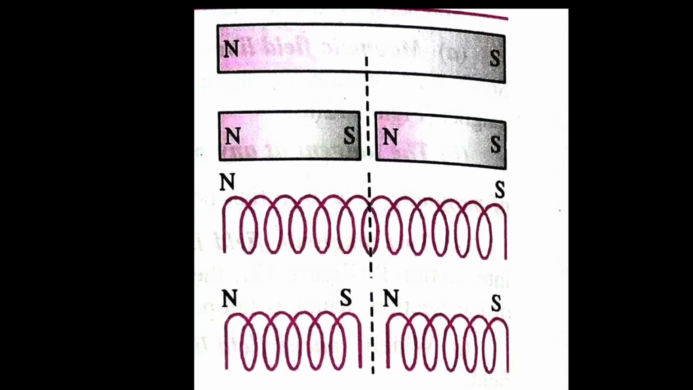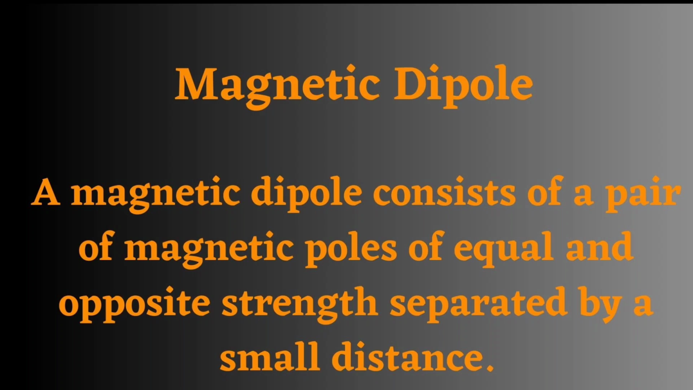So from that we conclude that a solenoid and a bar magnet produce similar magnetic fields and they have the same magnetic moments. Magnetic dipole: it consists of a pair of magnetic poles of equal and opposite strength separated by a small distance. For example, a bar magnet acts as a magnetic dipole. Another example that comes to mind is a magnetic needle. A current carrying solenoid also behaves as a magnetic dipole.